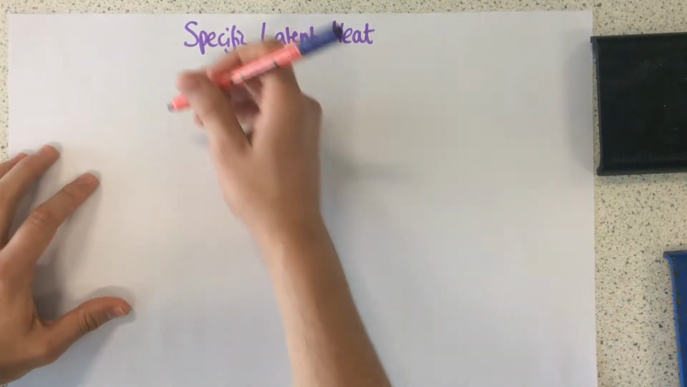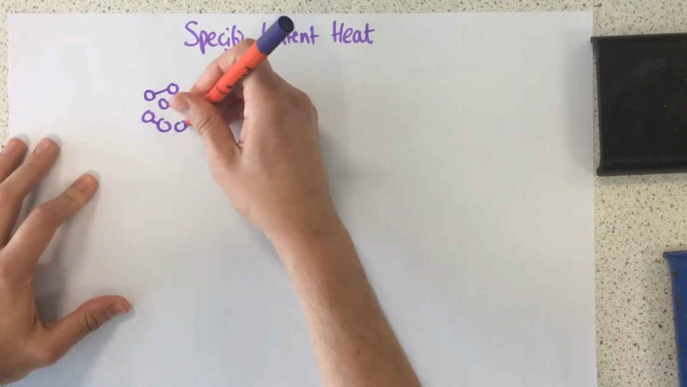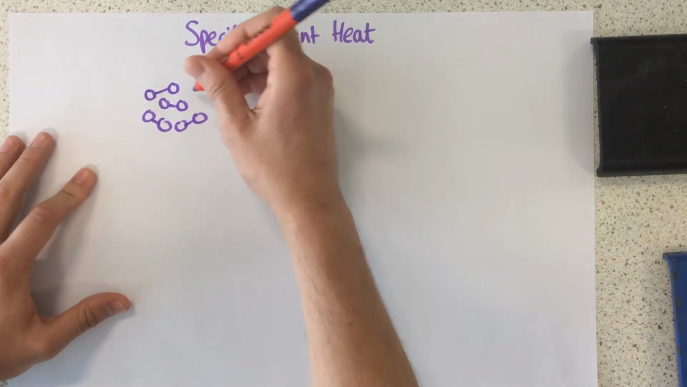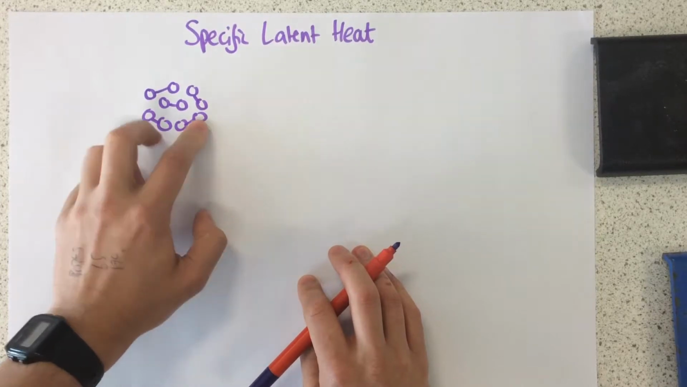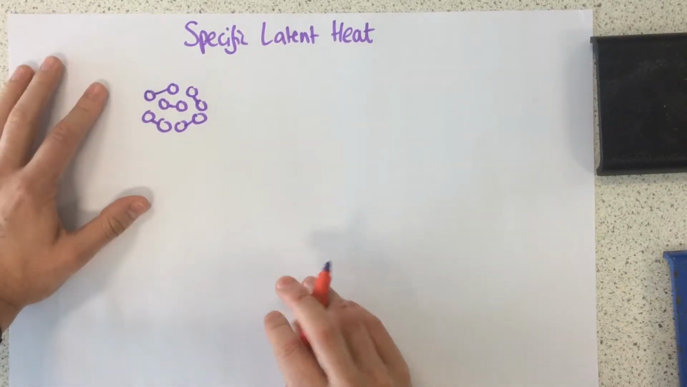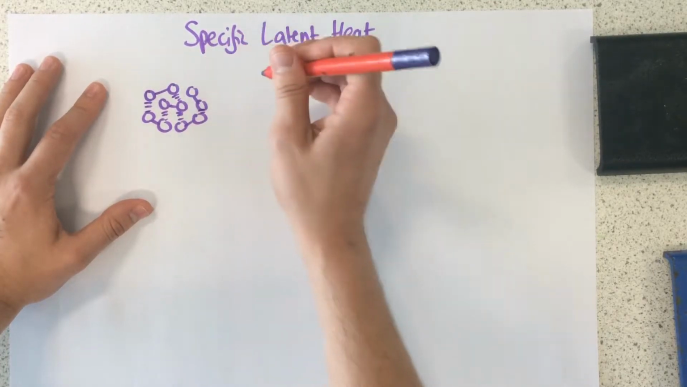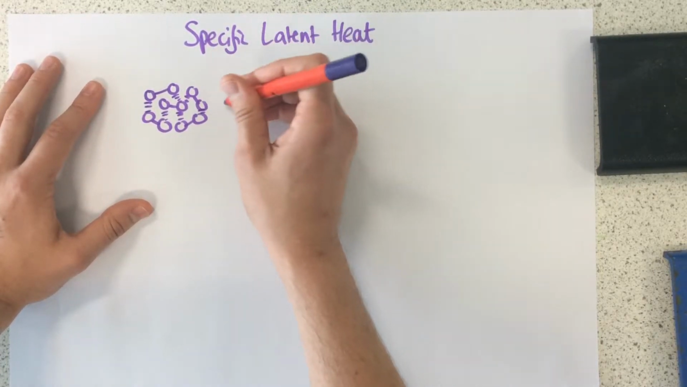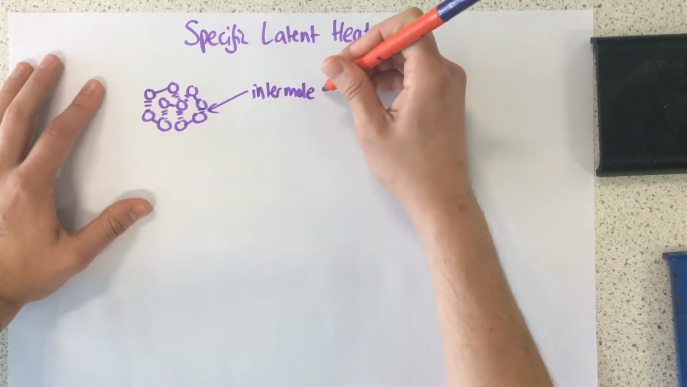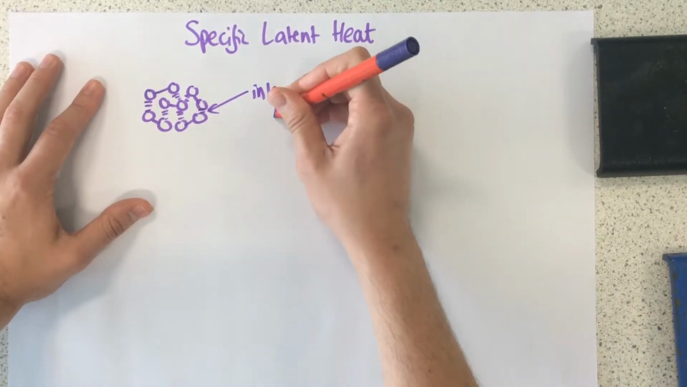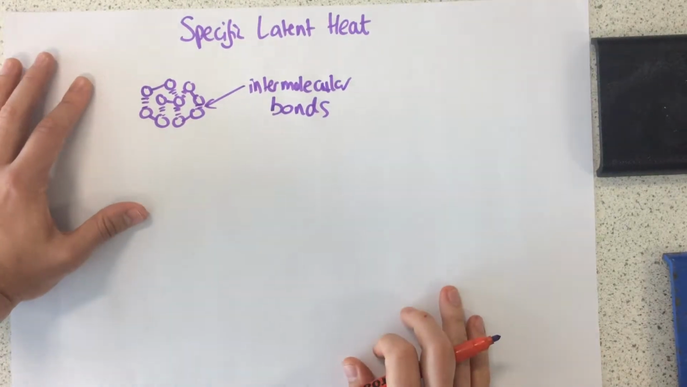So let's just have a quick recap about what's happening on an atomic level when we're talking about changes of state. Let's say here I've got a substance. These are different molecules of that particular substance. Between those molecules, there are forces called intermolecular bonds. So these are bonds in between these different molecules.